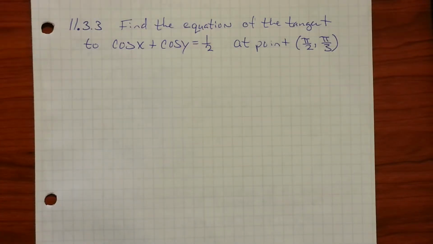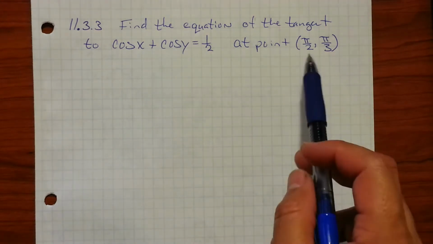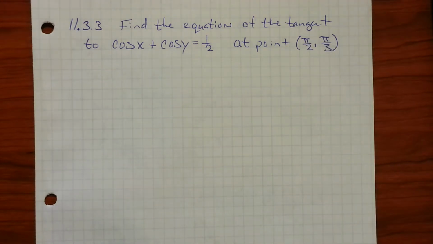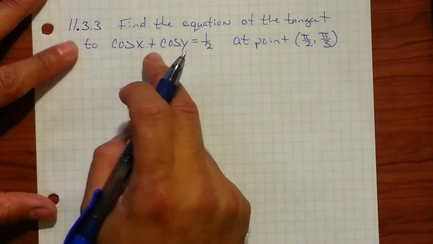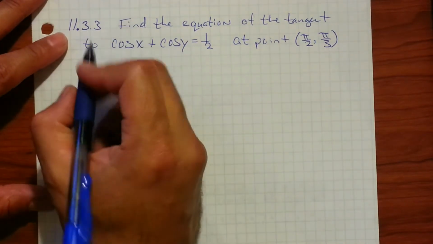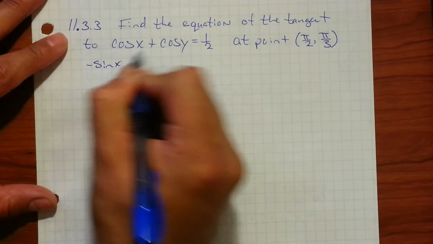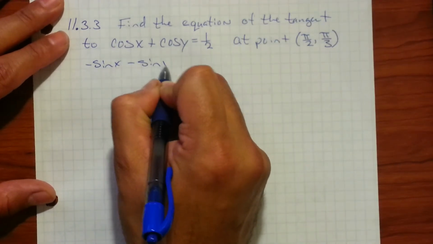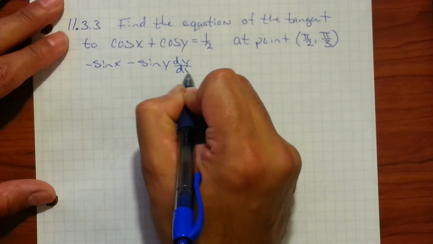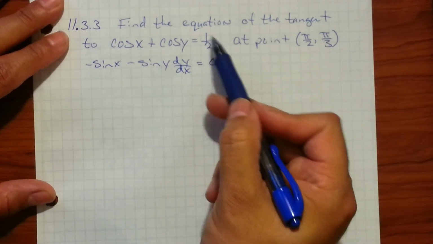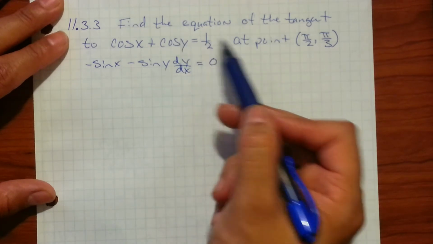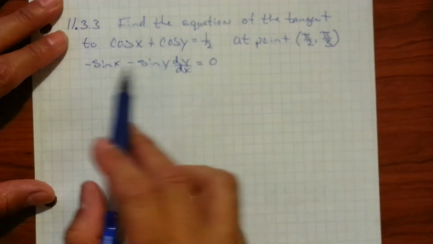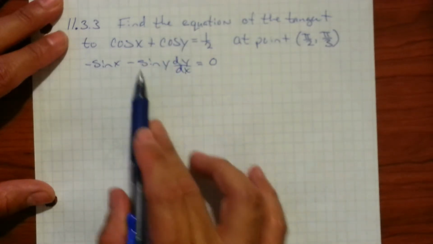Now chapter 11.3.3, find the equation of the tangent to cosine x plus cosine y equals 1/2 at the point pi over 2 and pi over 3. So let's go ahead and do the derivative. The derivative of cosine is going to give me negative sine, so this is negative sine x, and this is going to become the same thing, so it's going to be minus sine y dy/dx equals 0, because again right here that's a constant. If I move it over there, it's going to take the derivative and it goes away anyway.